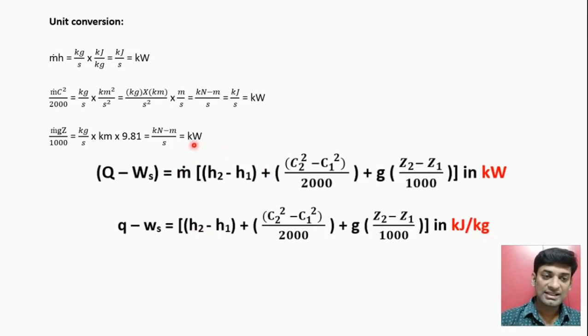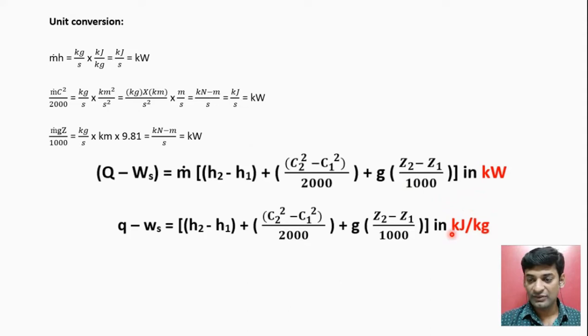Okay. So this is another form of the steady flow energy equation. Regarding unit conversion, you have to be very, very careful. This is nothing but kilojoule per second. This is nothing but kilojoule per second. Now it is divided by the mass flow rate, that is kilogram per second. This kilojoule per second is divided by kilogram per second. I am leaving this unit conversion to you. Once it is divided by kilogram per second, this equation becomes kilojoule per kilogram.